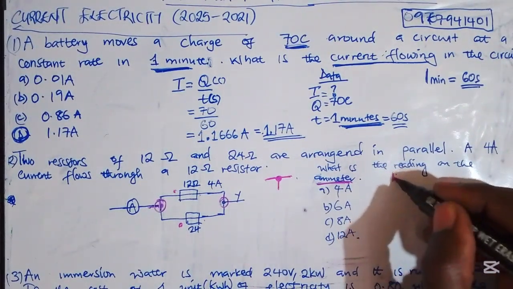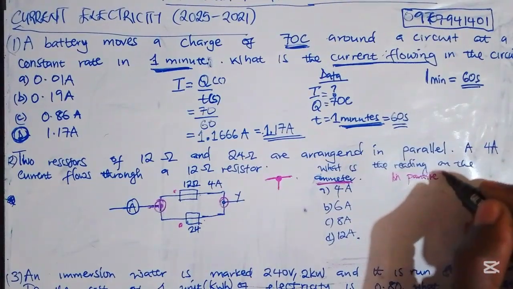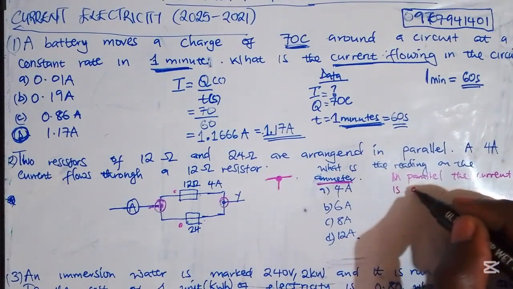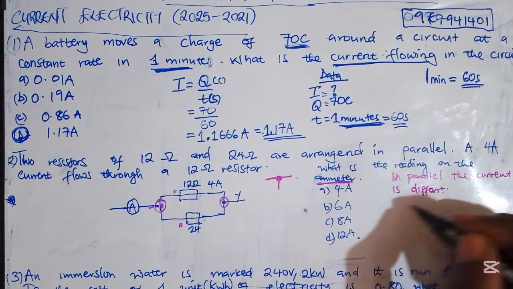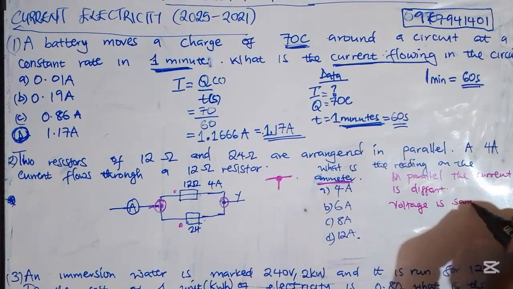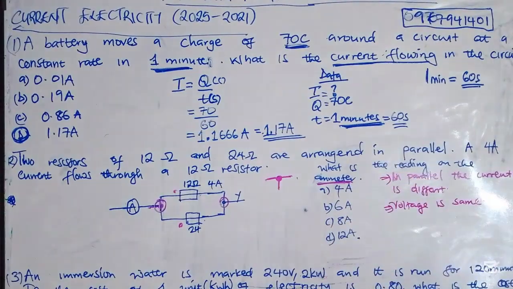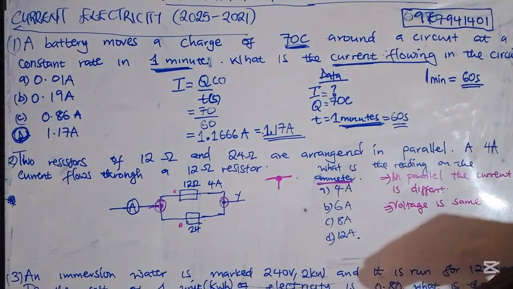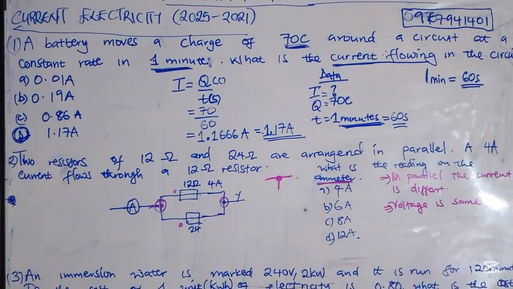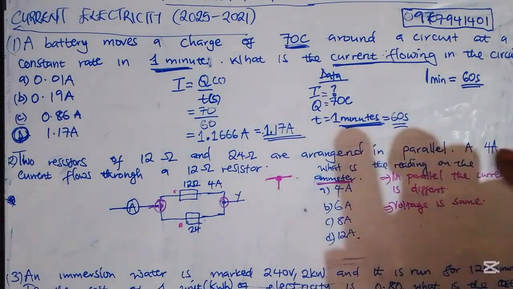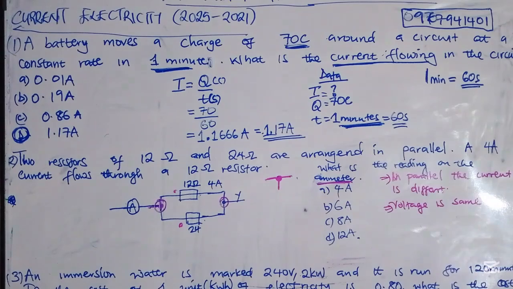So remember, again, I'm writing it here. In parallel, the current is different, while the voltage is the same. So these are the 2 points which you need to understand whenever you are talking about a parallel circuit. So you need to understand that in parallel, the current is different while the voltage is the same. So now, having this concept in mind, let's look at how we can approach this question.